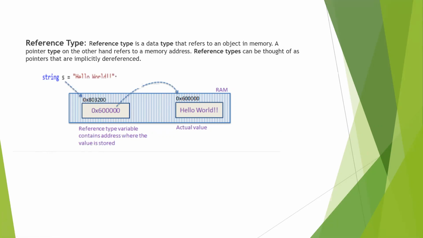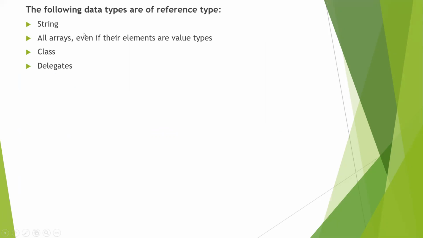So it is a very hectic job in a programming language to convert one reference type to another or to access a reference type, because it has two entries in memory. One is an address, and the address depends on the actual value stored in the RAM area. So what data types come under reference type? Basically string. All arrays, even if their elements are value types, classes, and delegates come under reference type. If you declare a variable with these data types, it creates two entries: a reference entry which holds the address, and another entry which is the actual value related to the address.